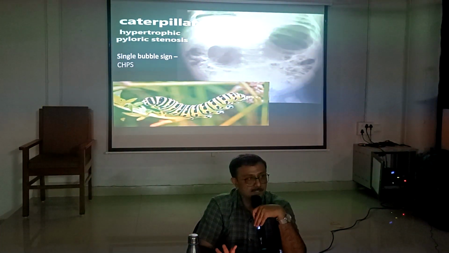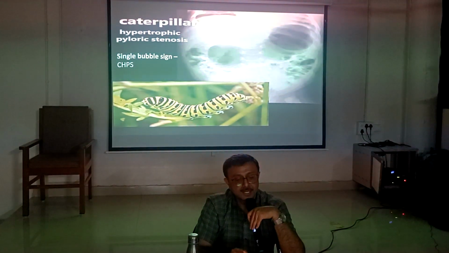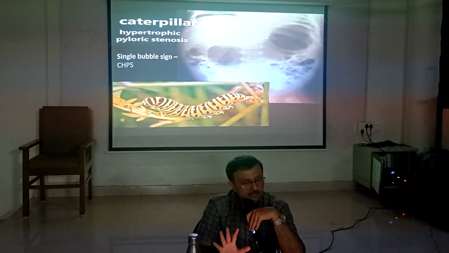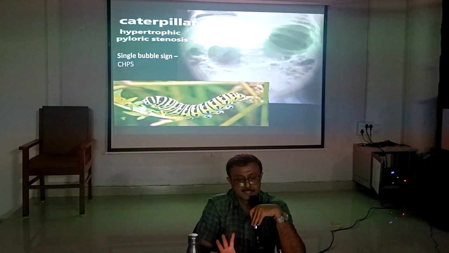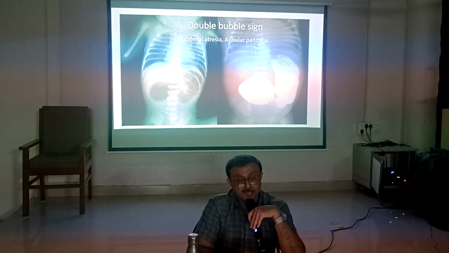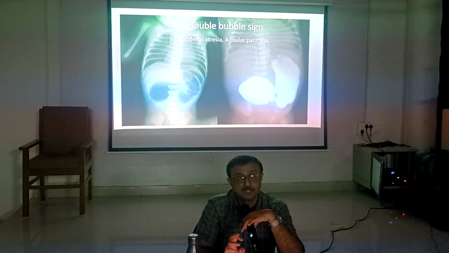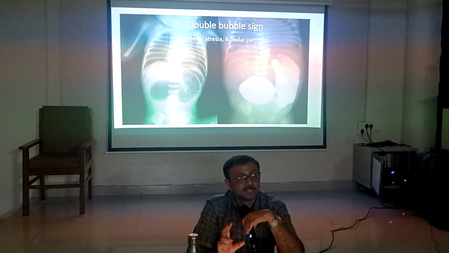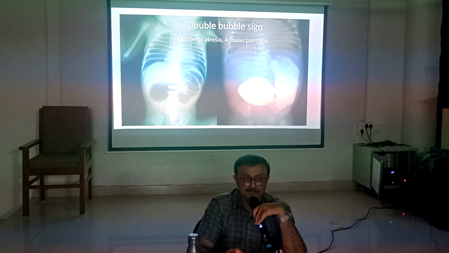In pediatric patients, some anomalies: hypertrophic pyloric stenosis, the caterpillar sign. It is not a contrast study, simple gas shadow, caterpillar sign. Double bubble sign: dilated first part of duodenum and stomach. It is due to obstruction at the second part of duodenum.